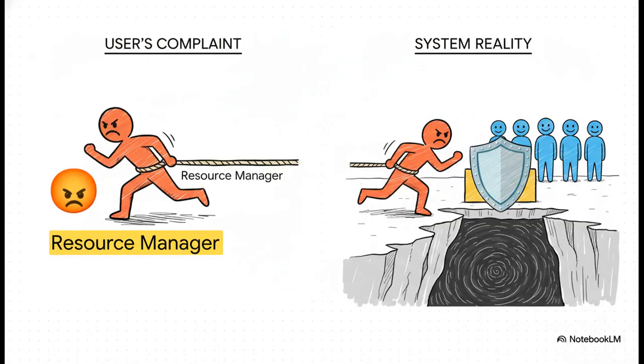Here's another so-called problem that's really a feature. A user comes to you complaining that their session is being throttled, and they point to this wait event as the smoking gun. But this isn't a bug, it's a safeguard. It just means the database resource manager is doing its job, preventing one runaway session from hogging all the CPU and taking down the whole system.